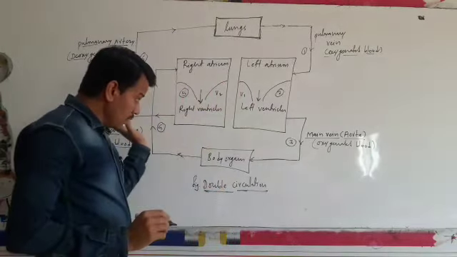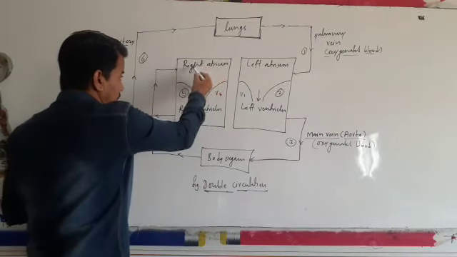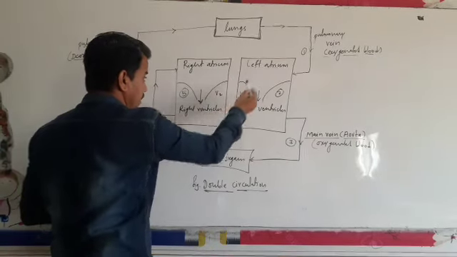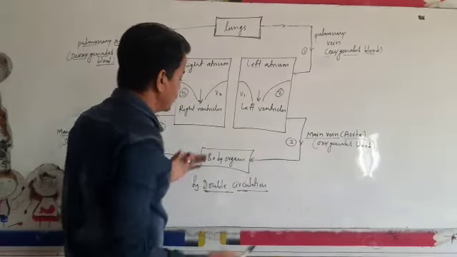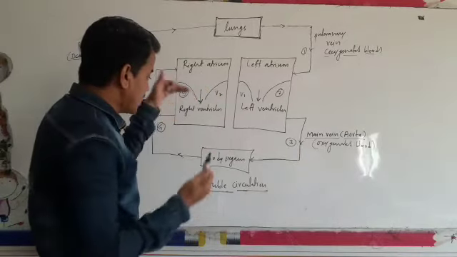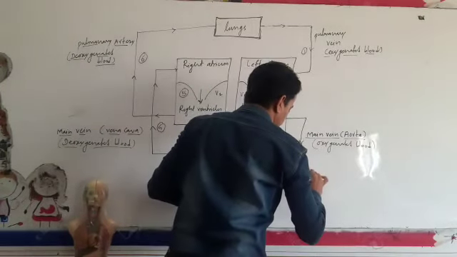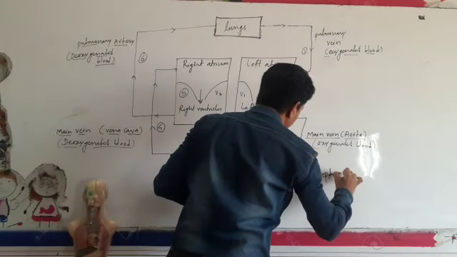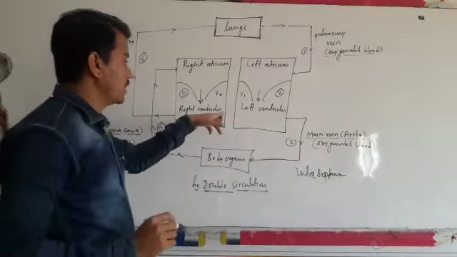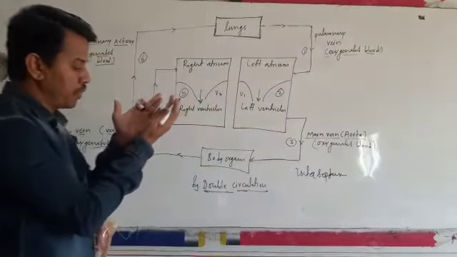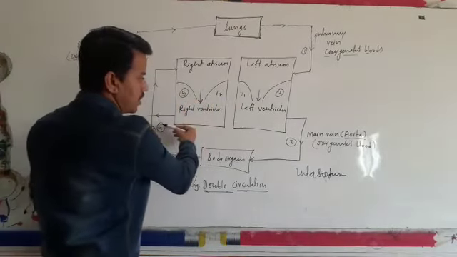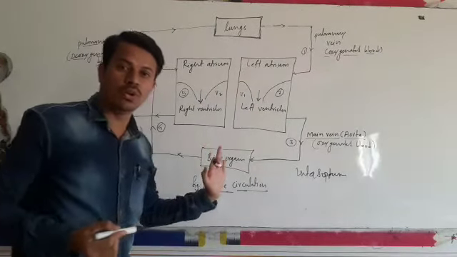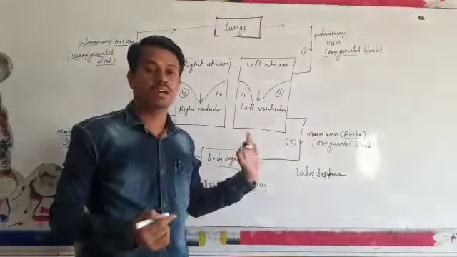See here, the right atrium and right ventricle, the left atrium and left ventricle. These chambers are separated by the interseptum, between the atria and between the ventricles. So it prevents the mixing of deoxygenated blood and oxygenated blood in the human heart. So this is a simple description of the double circulation.